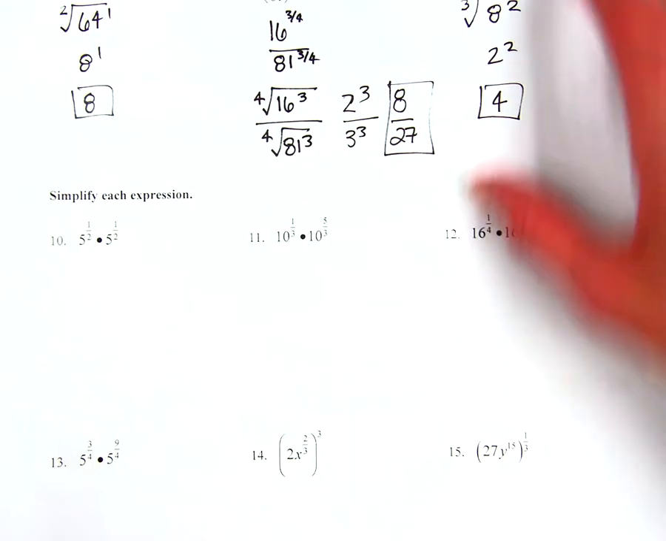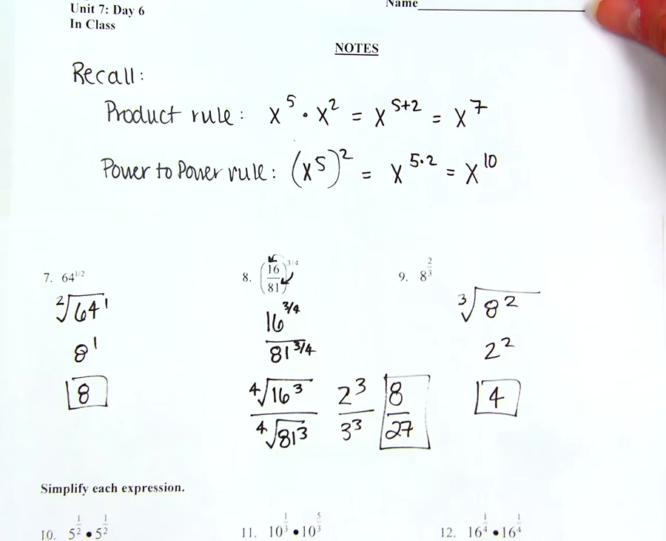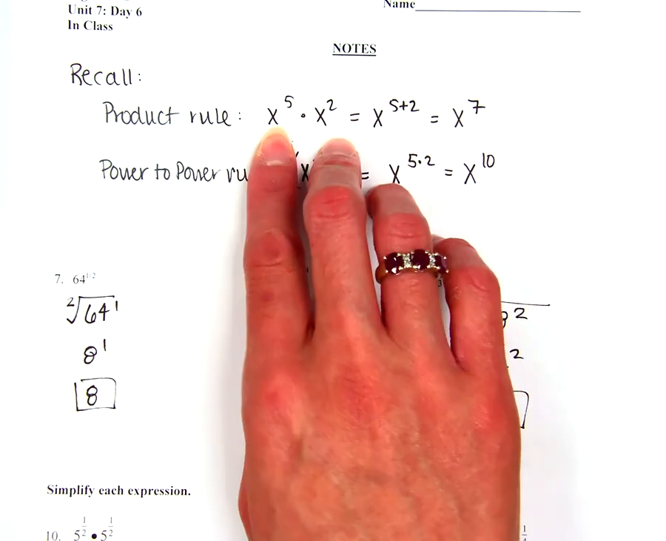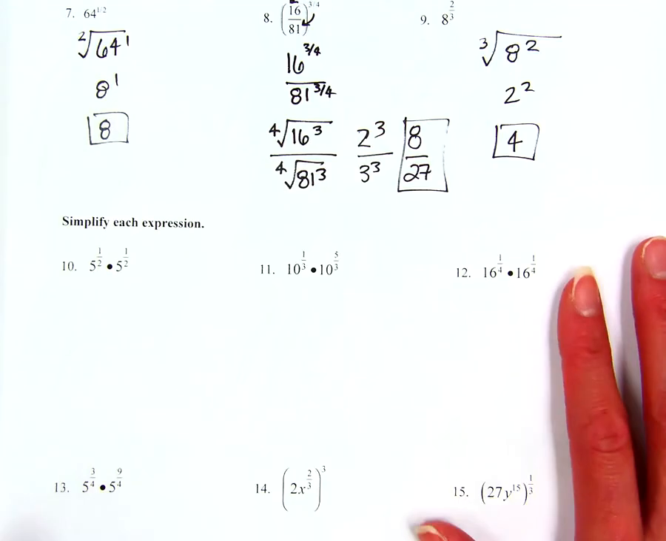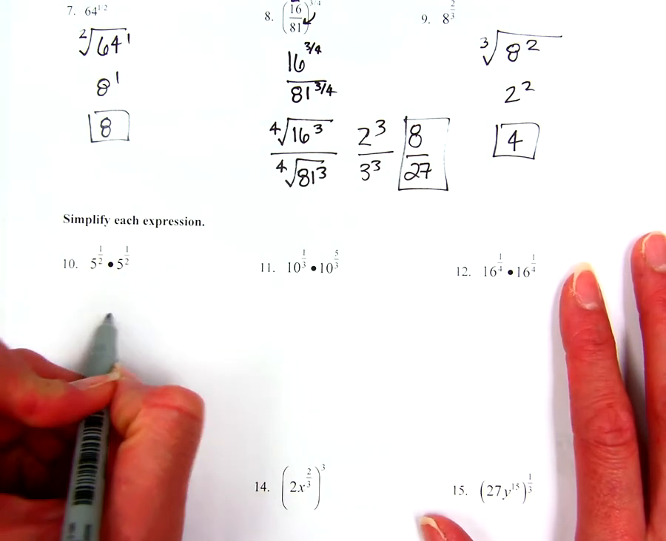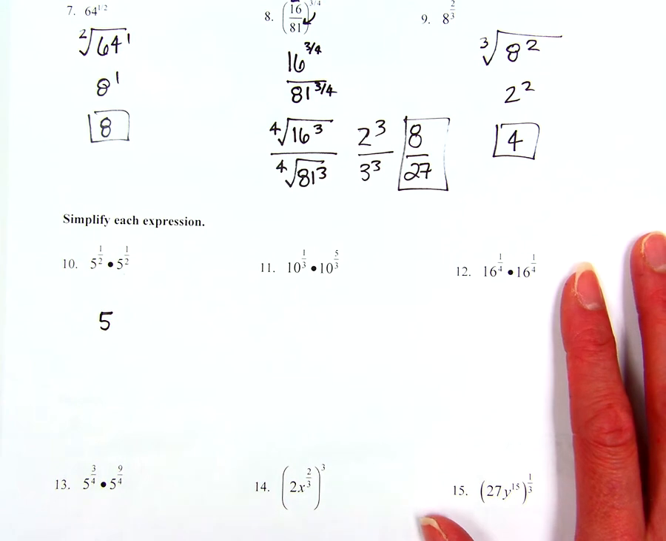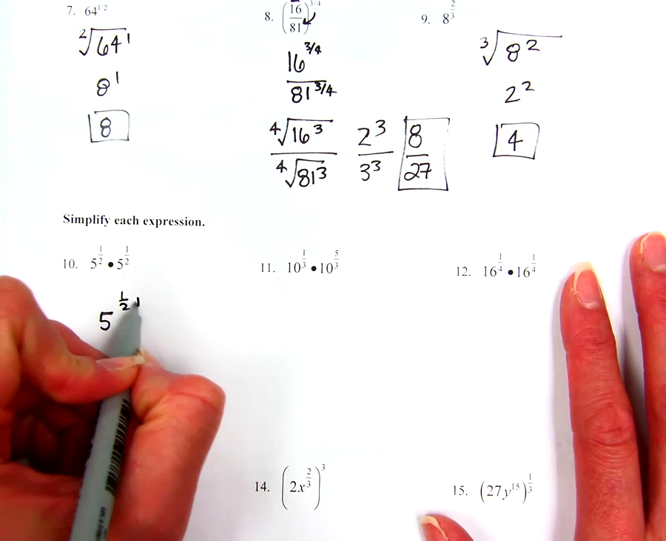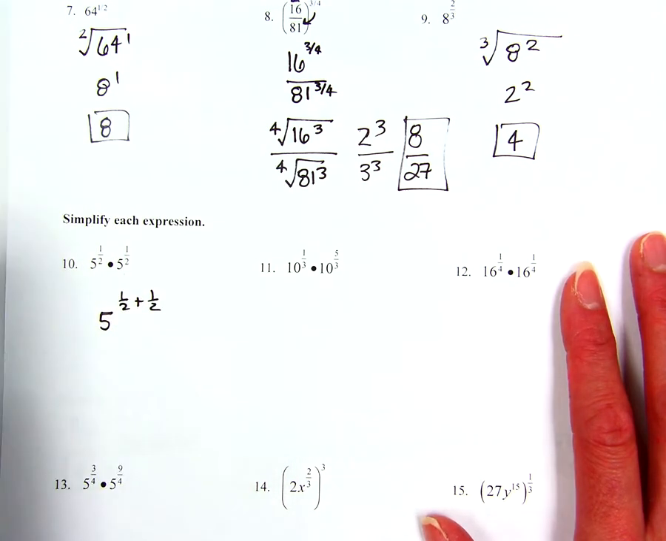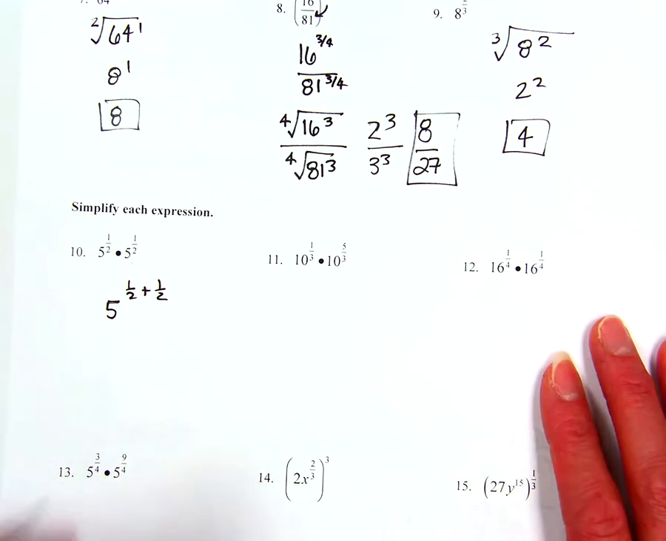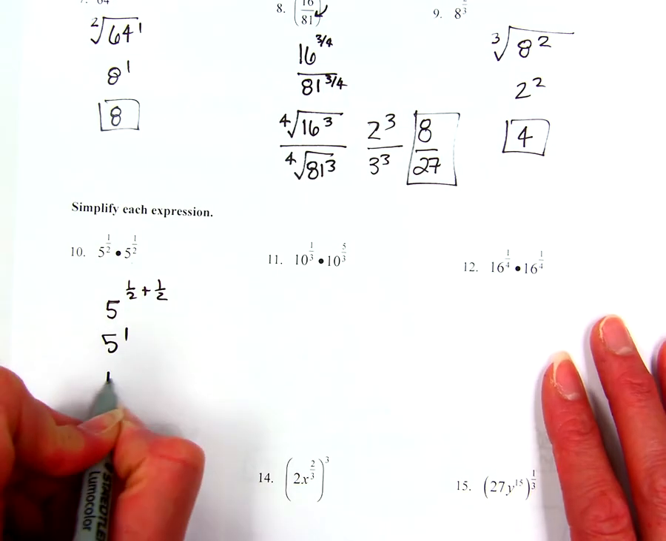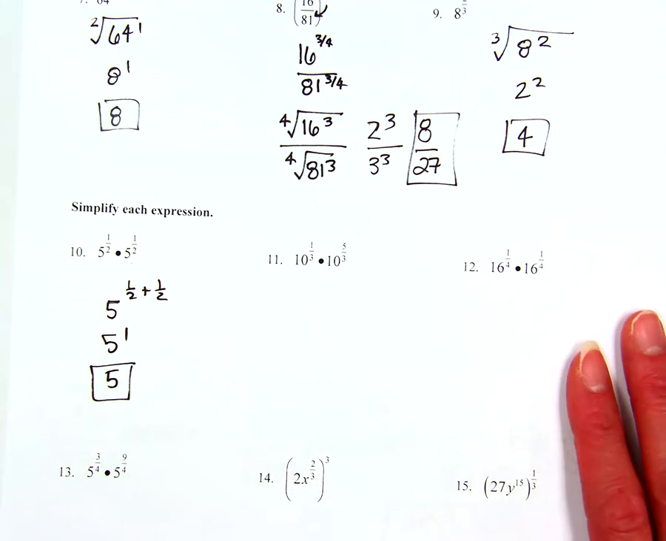Okay? And then this is an example using the product rule. If you have the same base, you keep the base the same, but you just add the exponents. So if you notice, we're multiplying, and they have the same base of 5. So don't change the 5. All you're going to do is add 1/2 plus 1/2. Right? If you don't know how to add your fractions, 1/2 plus 1/2, that equals 1. So this is really 5 to the first, and 5 to the first is equal to 5.